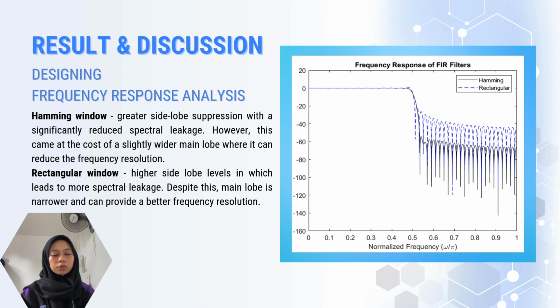The results here show where the black solid line is the Hamming window and the blue dashed line is the rectangular window. From what we can observe, the Hamming window has greater side lobe suppression with significantly reduced spectral leakage. However, this comes at the cost of a slightly wider main lobe, which can reduce the frequency resolution. In contrast, the rectangular window shows higher side lobe levels, which leads to more spectral leakage. Despite this, the main lobe is narrower and can provide a better frequency resolution.